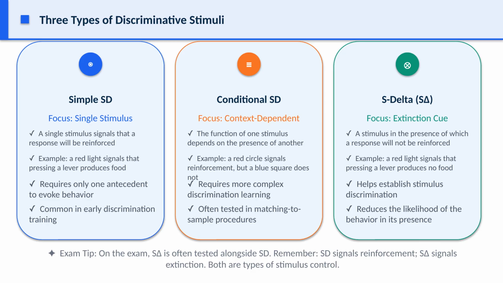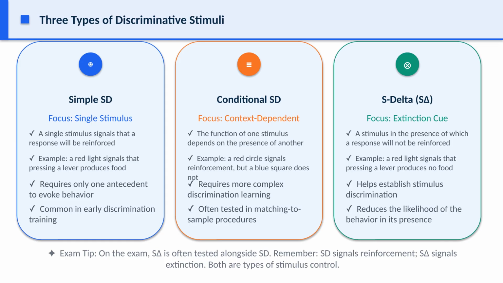This slide breaks down 3 types of discriminative stimuli that are essential for understanding how antecedents control behavior, a core concept you will see tested on the BCBA exam. A simple SD is straightforward. A single stimulus, like a red light, signals that a specific response will be reinforced. This is the foundation of early discrimination training and is easy to establish experimentally.